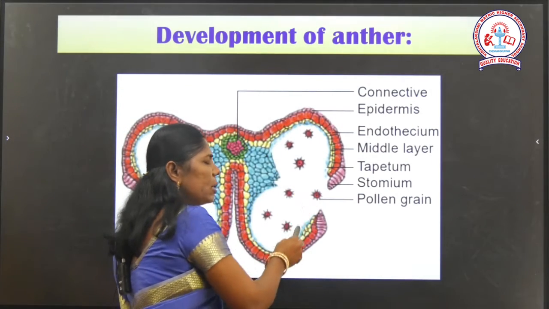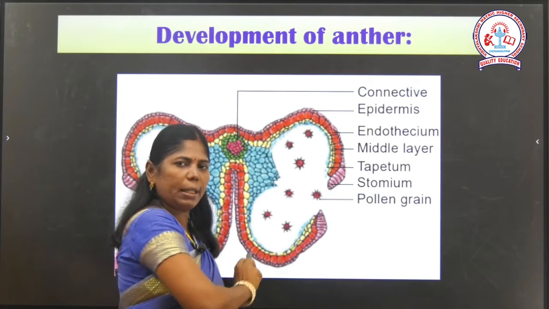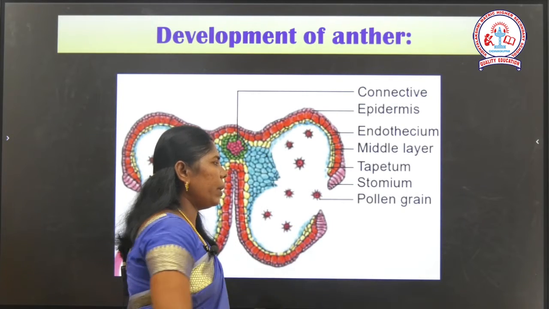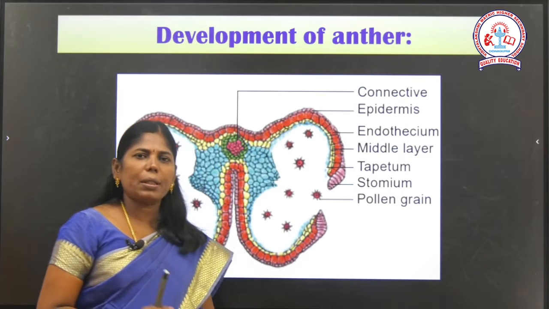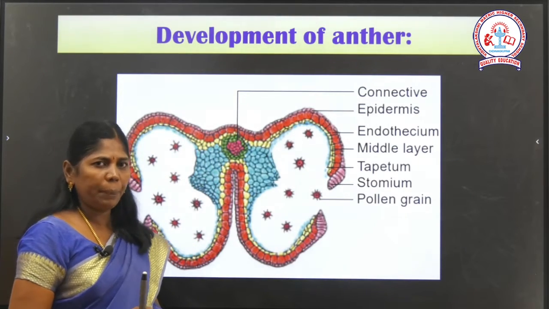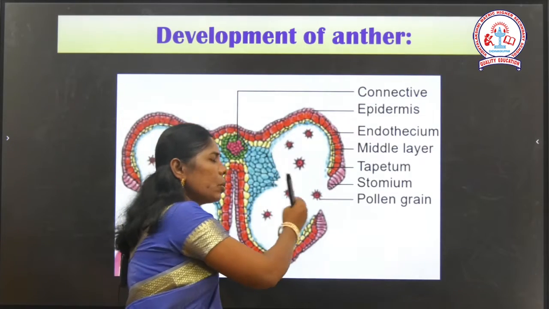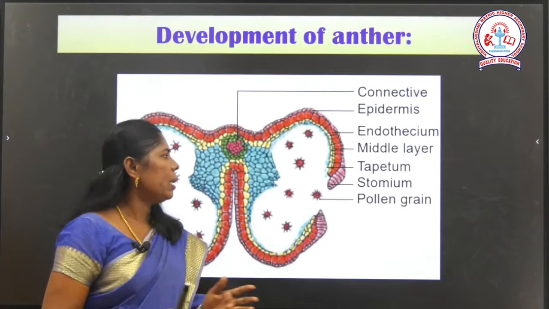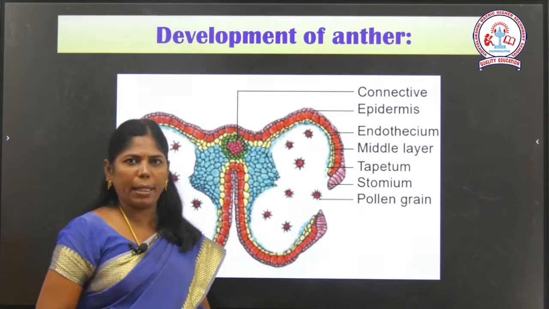Actually, there are two lobes, and it consists of 4 locules. Between the 2 locules we can see a very thin layer. That thin layer is considered the stomium. After maturity, the pollen grains dehisce through it. The stomium gives the way for the release of the pollen grains.